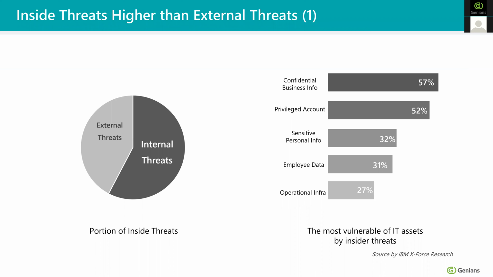Next figure, it is about what is the most important asset in the business. Number one, confidential business information. Next, privileged accounts. And the next one, sensitive information, including employee information. These are the assets which are very related with business critical internal assets.